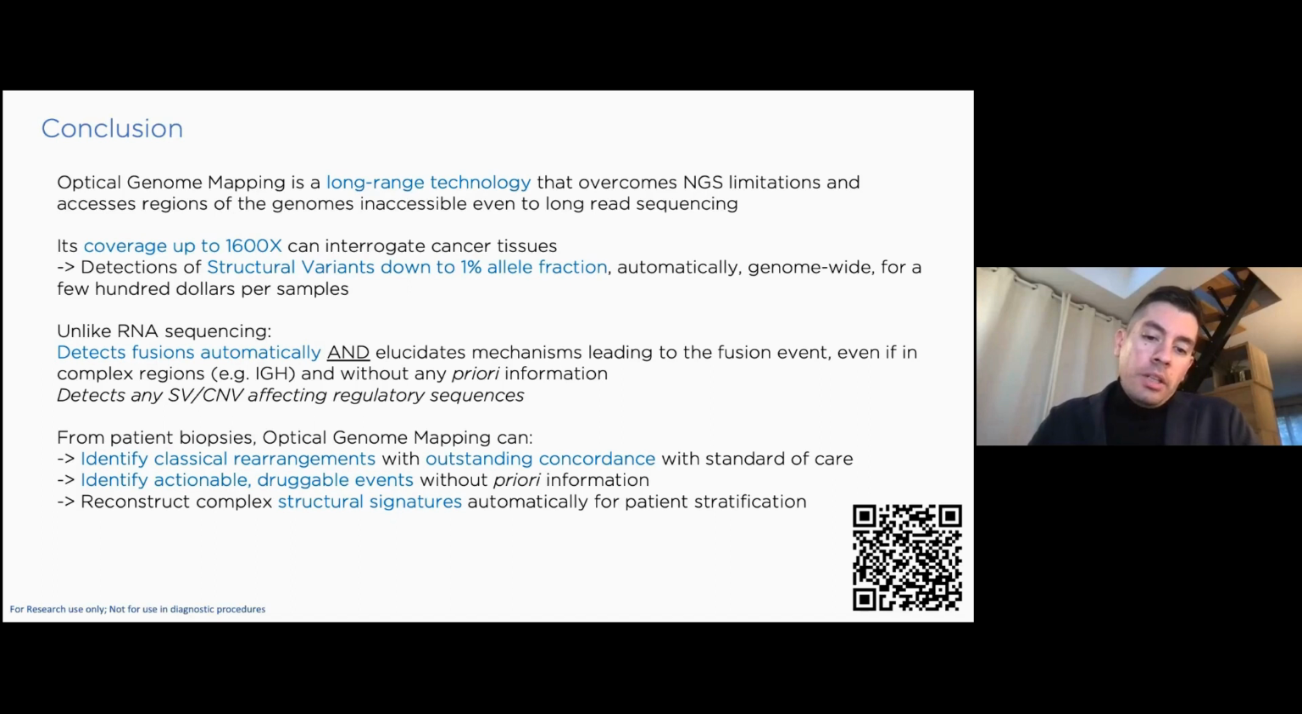From the different evaluations, we saw that optical genome mapping can identify classical rearrangements informative for patient diagnostic or risk stratification. It shows outstanding concordance with the standard of care, but at a much higher resolution. It can identify actionable druggable events without a priori information often missed by conventional workflows, and it can also reconstruct complex structural signatures automatically without the need of a complex bioinformatic pipeline to run.